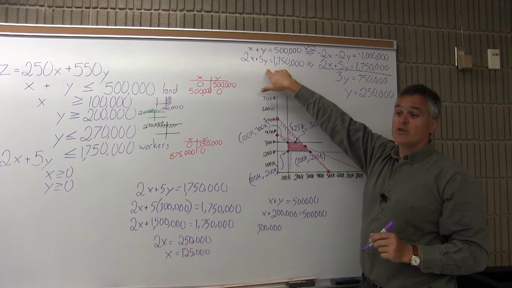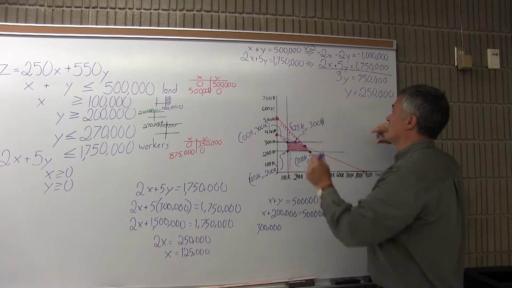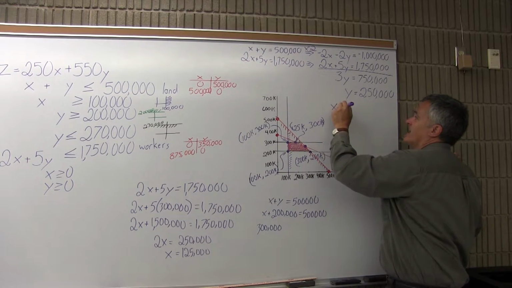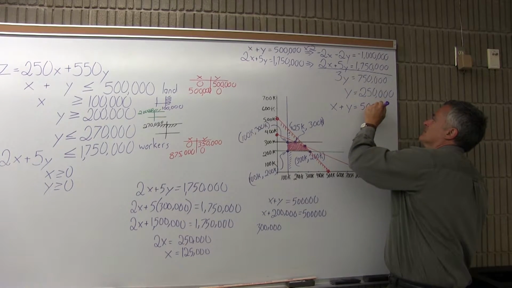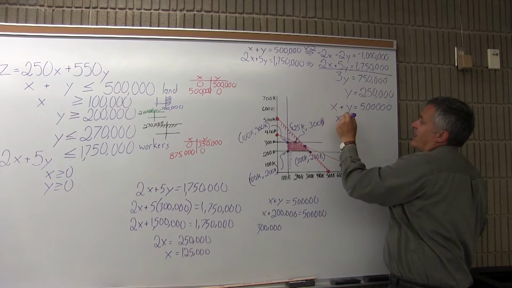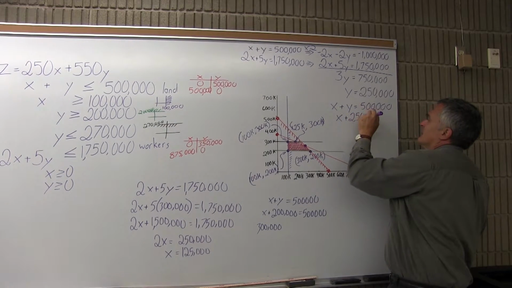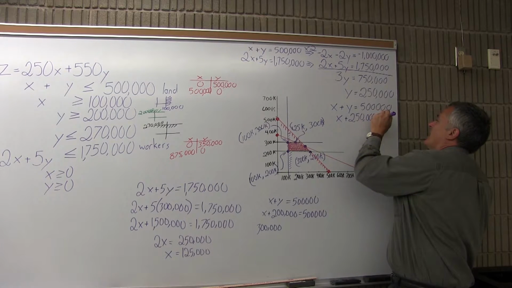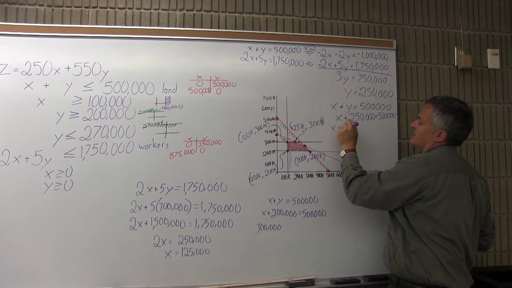The bottom one would certainly work, but it's much tougher. The top one, I can see it in my head. If I start with the top equation of x plus y equals 500,000, and I know now that the y is 250,000, so x plus 250,000 adds up to 500,000. Well, the x has to also be 250,000.